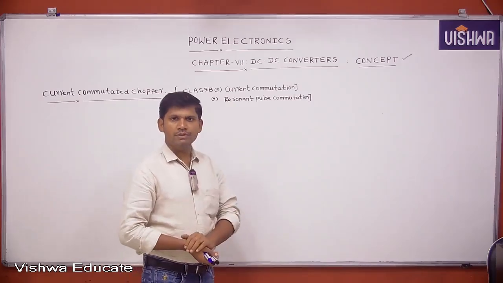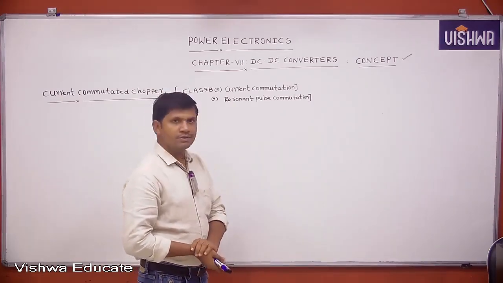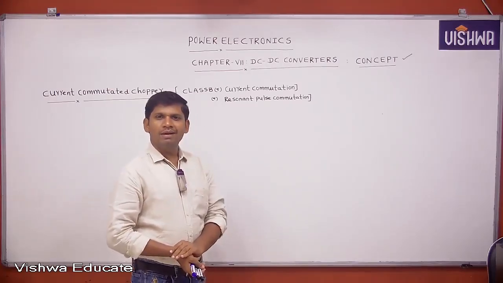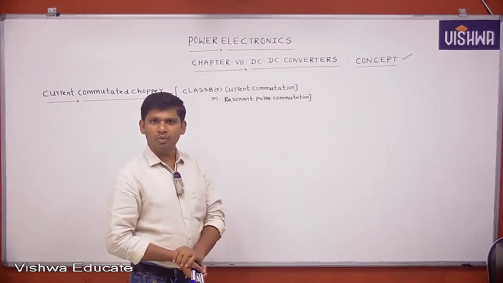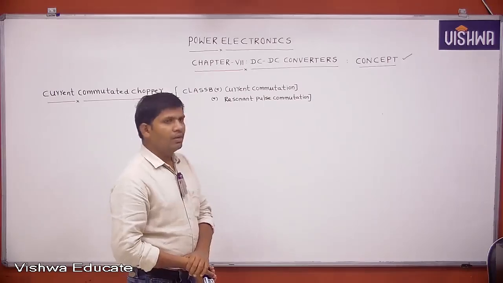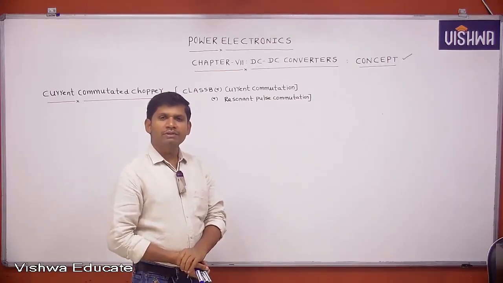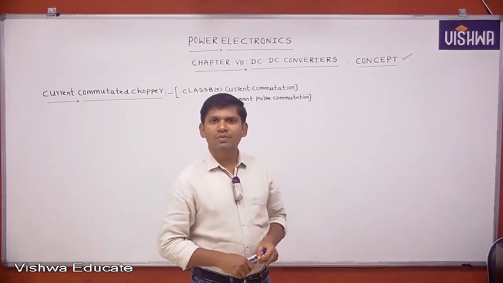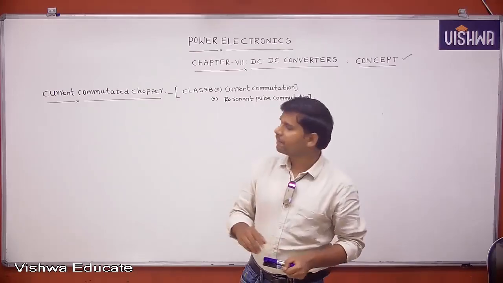Types of choppers based on commutation. I already discussed what is class A commutation or load commutation, and class B commutation or voltage commutation. That is also called impulse commutation, and that is nothing but a voltage commutated chopper. Once I am discussing the voltage commutated chopper, the analysis for voltage commutation is also the same. No need to remember separately.